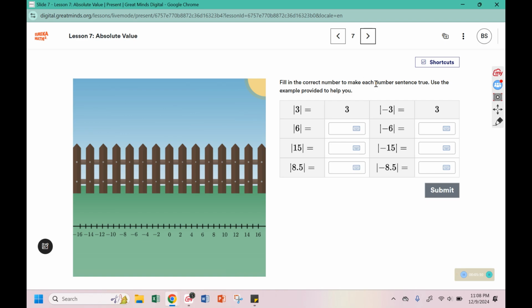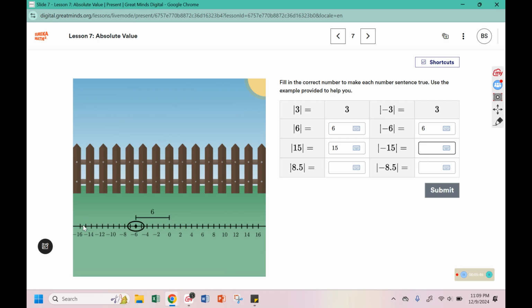Fill in the correct number to make each number sentence true. Use the example provided to help you. Well, 6. How far is 6 away from 0? That's a distance of 6. How far away is negative 6 from 0? 1, 2, 3, 4, 5, 6 as well. How far away is 15 from 0? 15. And how far away is negative 15 from 0?